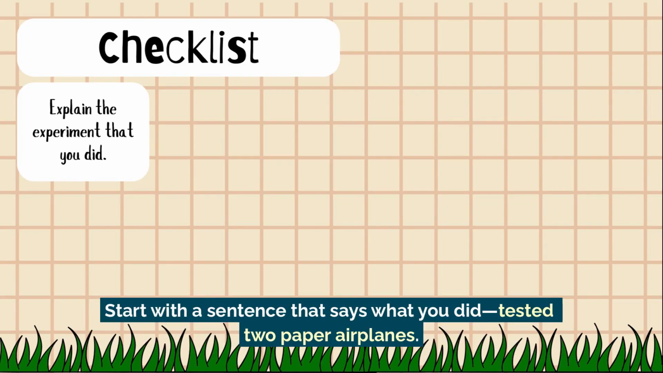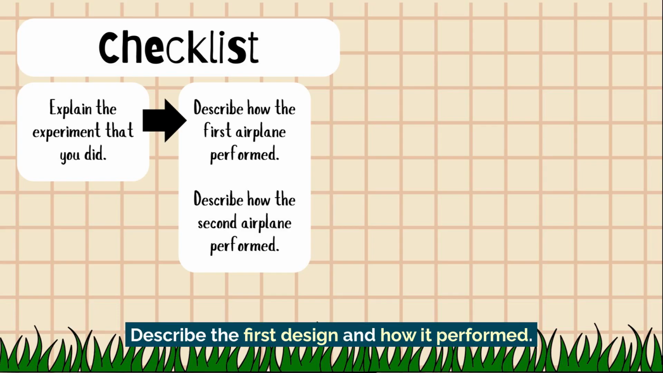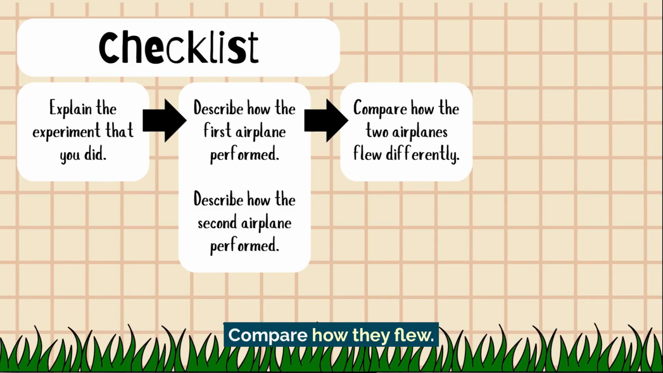Start with a sentence that says what you did. Tested two paper airplanes. Describe the first design and how it performed. Describe the second design and what was different. Compare how they flew. Which one flew farther? Which was more stable?